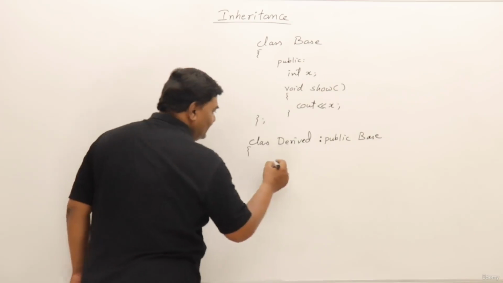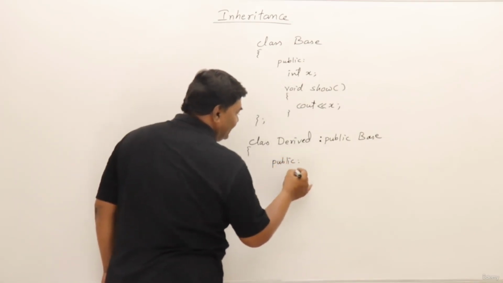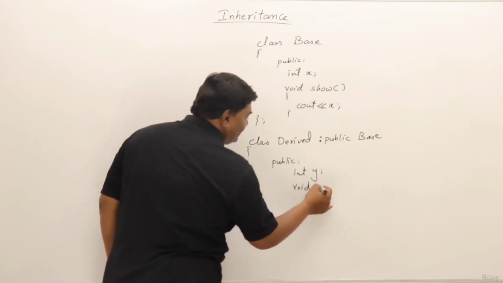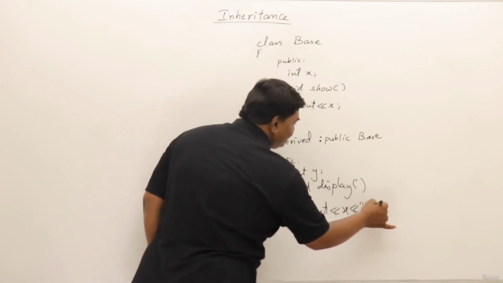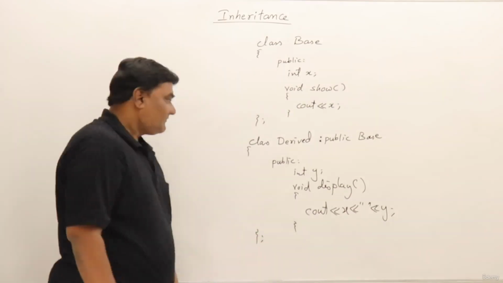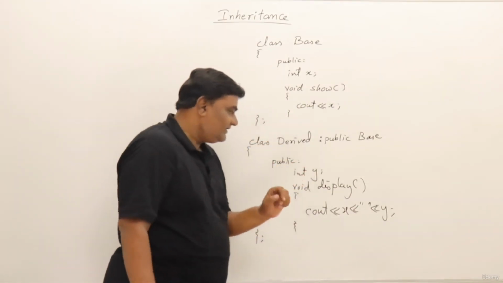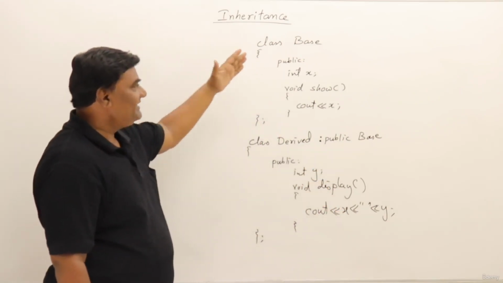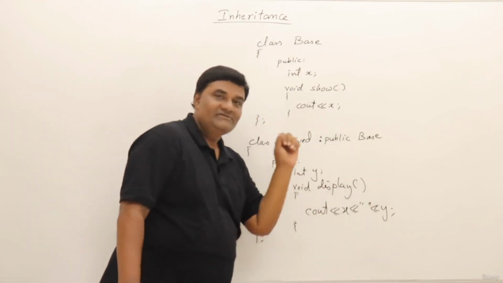Now here in this one, I will write everything public. Then I will declare some variable, let us say y, and I will have a function void display, which prints x with some space, then y. This will display two things, x and y. Now you can see that this derived class has only one variable, that is y. Then how did it get x? That x it is getting from the base class. So base class has x and derived is accessing x as well as y.